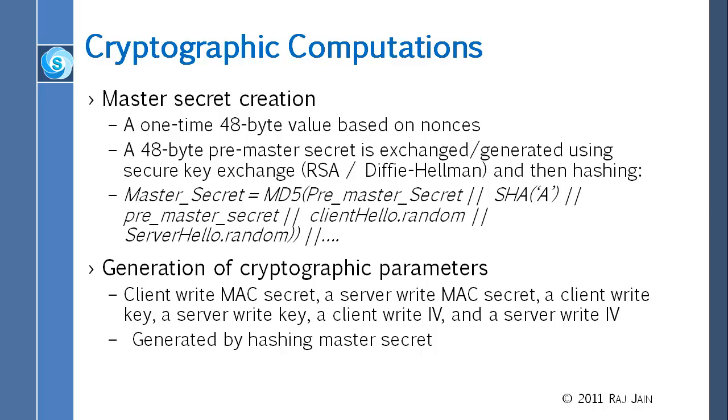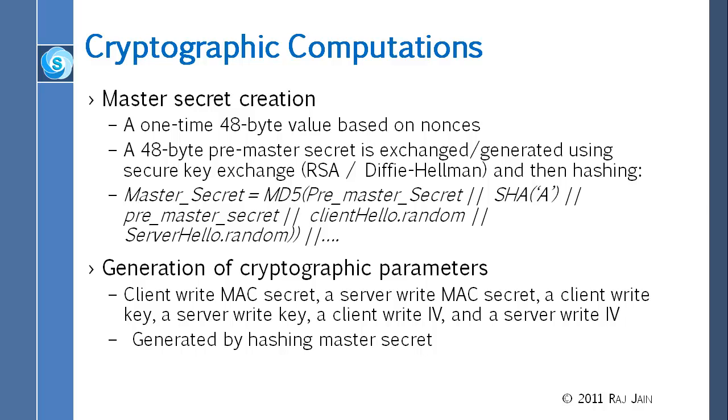So master secret creation. We first create a 48-byte value based upon the nonces, which is long: 48 times 8 bits, 384 bits. So that is the master secret. And how is it generated? It is generated using first a pre-master secret, which is exchanged using either RSA or Diffie-Hellman, and then you hash it. How do you hash it? You take the MD5 of the pre-master and you take the SHA of the letter A. Then you do the pre-master secret again, and then you take the random number selected by the client, and then the random number selected by the server, and there are a few more fields.